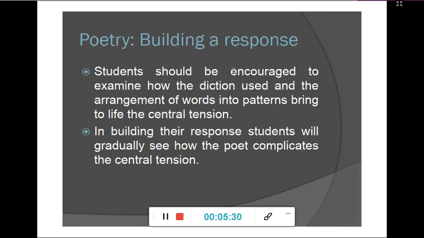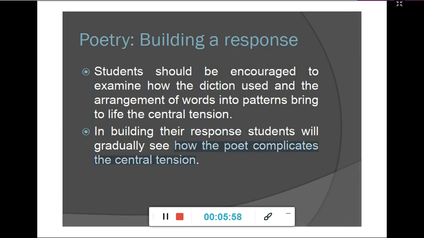You should also be encouraged to examine how, this is very important, please remember, the diction used and the arrangement of words into patterns brings the central tension to life. In building your response, you will gradually see how the poet complicates the central tension, how he builds his topic. This is very important.